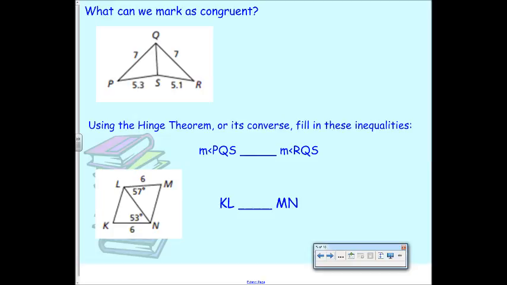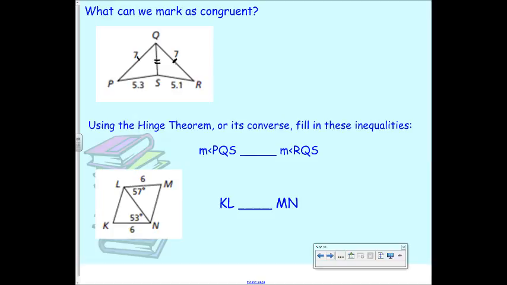So what can we mark as congruent in these triangles? In triangle QPS and triangle QRS, what can we mark as congruent? Charlize? QS is congruent to QS. How do you know that? Reflexive property. The reflexive property lets you say QS is equal to QS. And then what else is congruent, Tiara? PQ is congruent to QR.